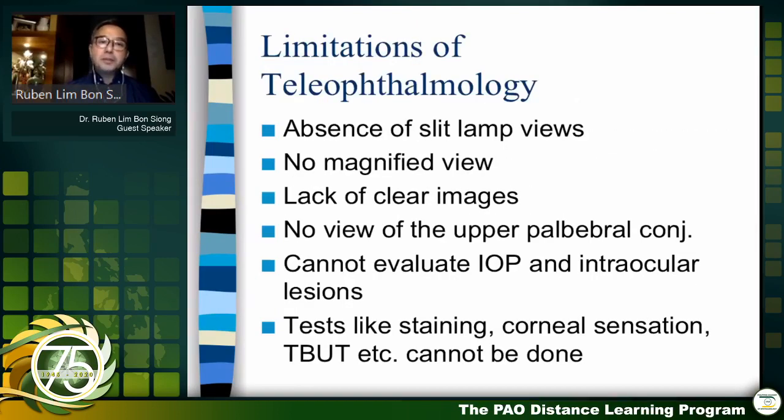So there are limitations to teleophthalmology. The most obvious is the absence of a slit lamp, so you do not get a magnified view and a very, very clear image of the details of the anterior segment of the eye. You can't do an upper palpebral conjunctival examination, unless the patients can do it themselves. You can't check the eye pressure or check intraocular lesions, or do other ancillary tests like corneal sensation, staining, and even tear breakup time.